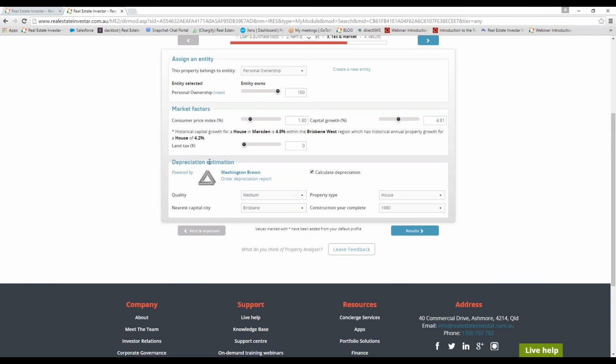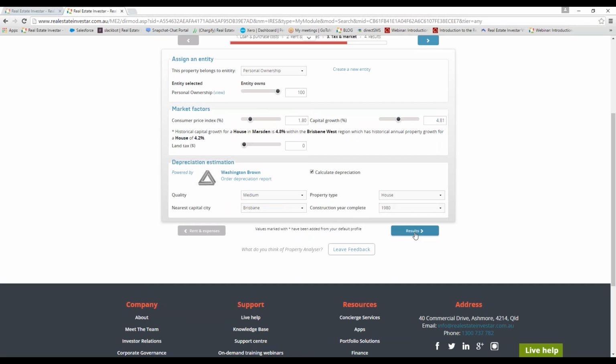We've also got a depreciation calculator, so you can choose to include that if you use depreciation. If you don't and you'd like some more information, please feel free to contact us here. We'll be able to set you up with a free depreciation quote. So all you need to do is note the nearest capital city, whether it's a house, and the year of construction was completed.